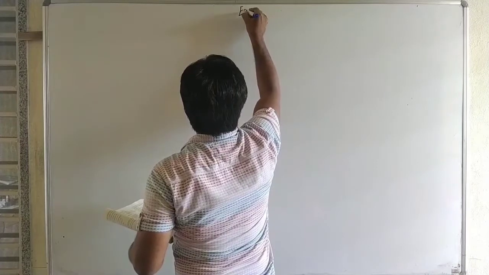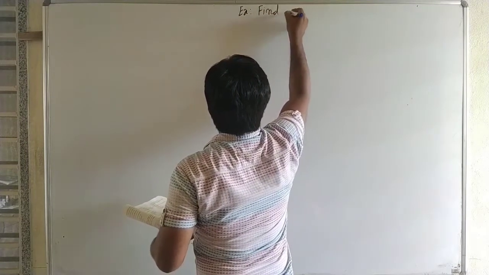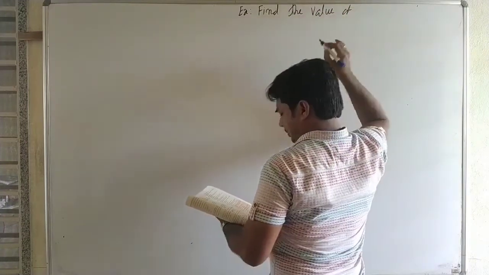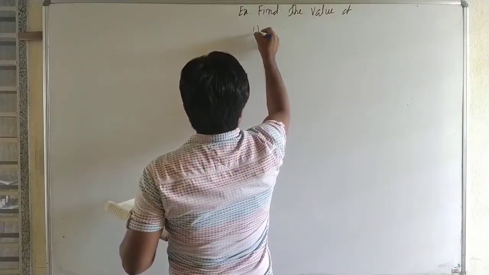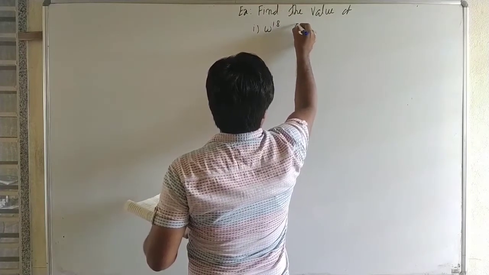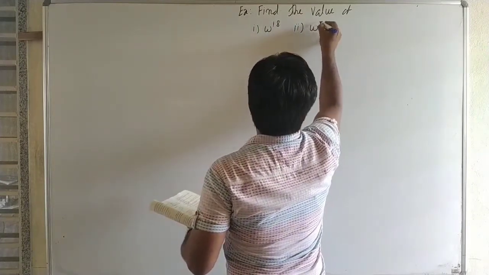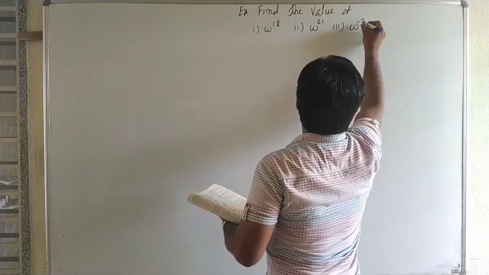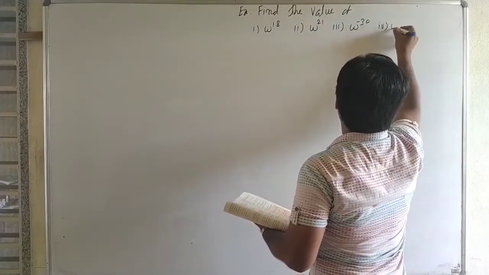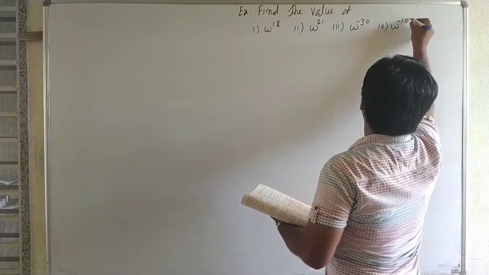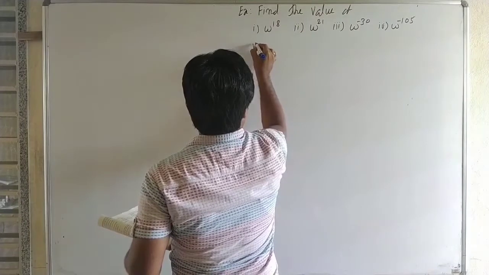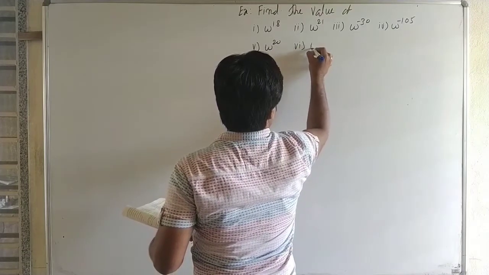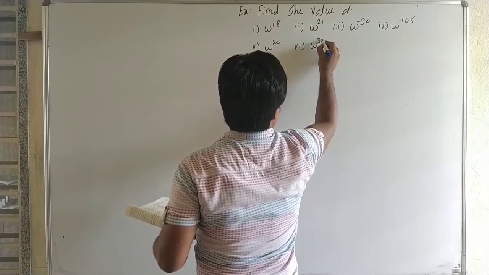Example. Find the value of number 1, omega to the power 18, number 2, omega to the power 21, number 3, omega to the power minus 30, number 4, omega to the power minus 105, then number 5, omega to the power 20, and number 6, omega to the power 32.